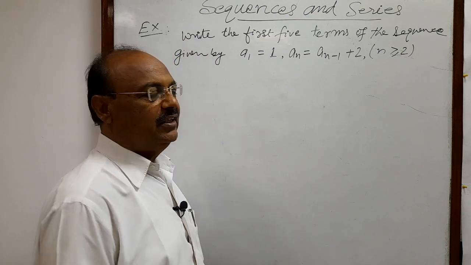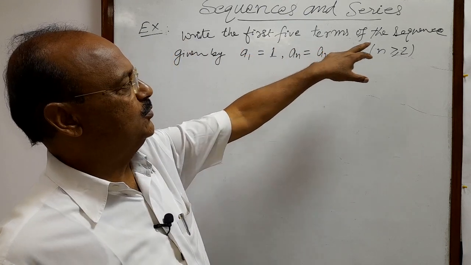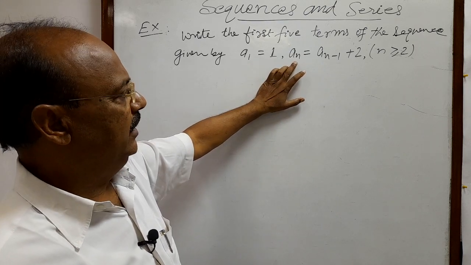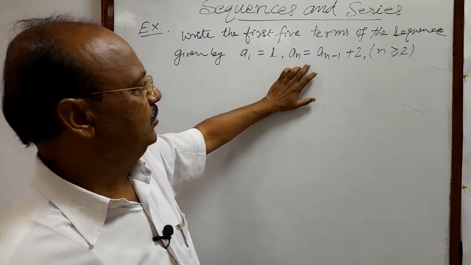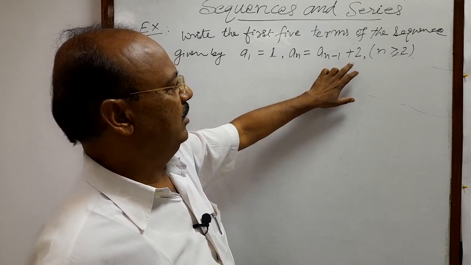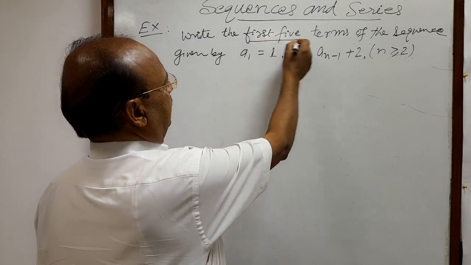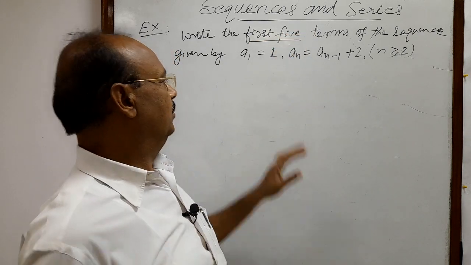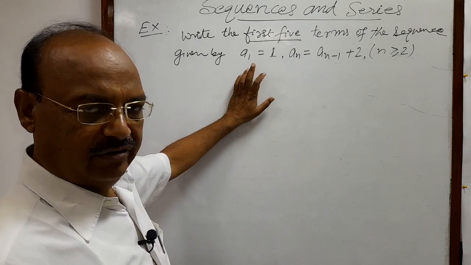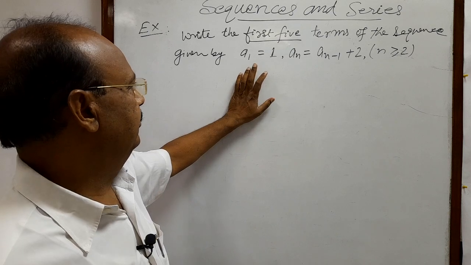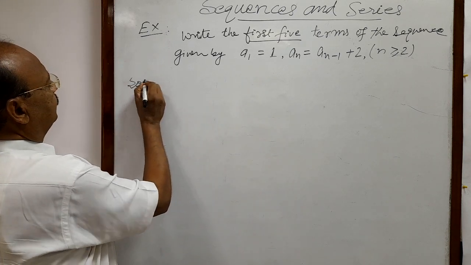Okay, here the question is: write the first 5 terms of the sequence given by a1 is equal to 1 and an, which is the general term, an is equal to an minus 1 plus 2. Here we have to find the first 5 terms: a1, a2, a3, a4 and a5. But a1 is already given here, so we need to find a2, a3, a4 and a5. Let us see the solution.